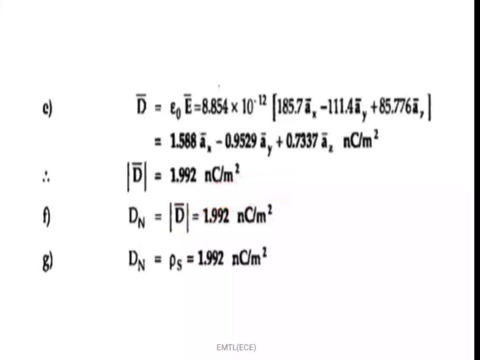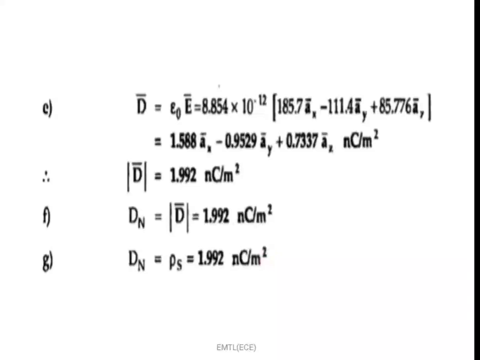So this is the normal component value. So that D normal bar value is equal to 1.992 nanocoulomb per meter square. And in this boundary condition between conductor and free space, the normal component of electric flux density value is equal to surface charge density. That means D_N is equal to rho s. So the value of rho s is also equal to 1.992 nanocoulomb per meter square. So this is the solution of the problem.